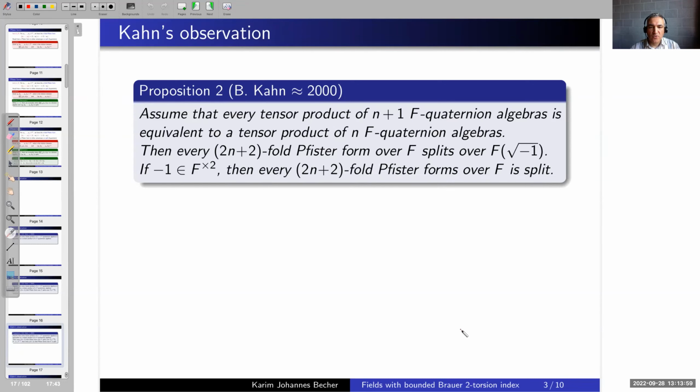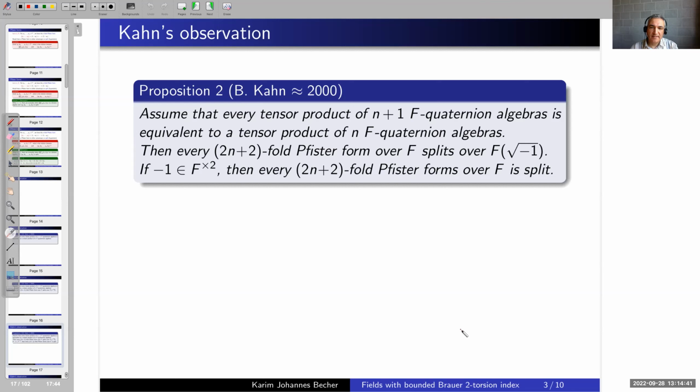So if you have a bit of redundancy, when you get to n+1 quaternion algebras in the tensor product, then you get split in the 2n+2-fold Pfister forms. Just the relation is like this. So we go in twice as many, because the quaternion algebras bring already 2 entries with them. That's behind it. Now, the way he shows this is by using divided power operations on the modulo 2 Milnor K ring.